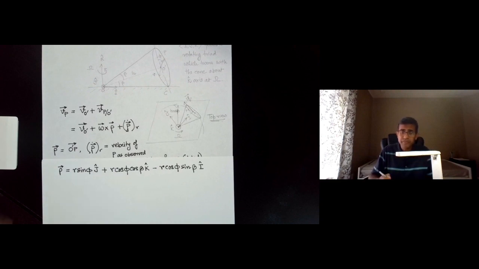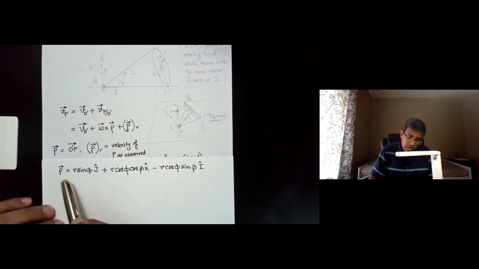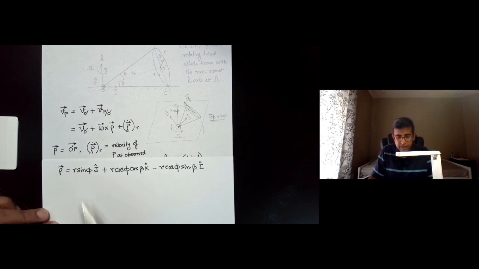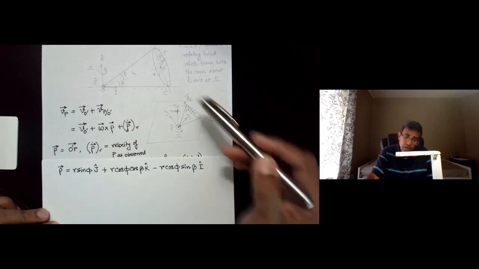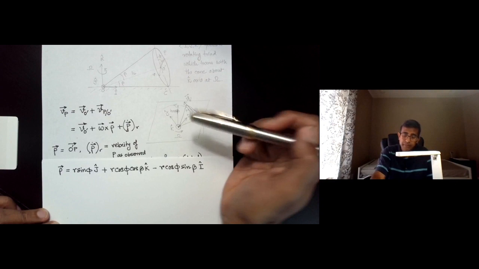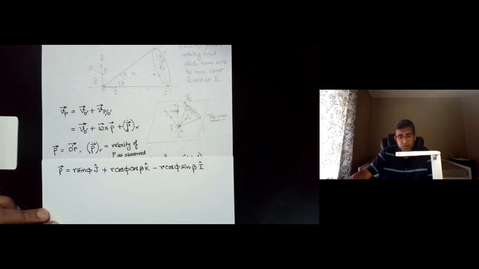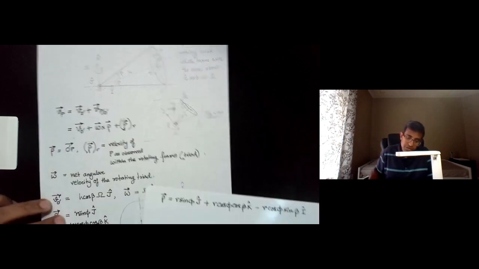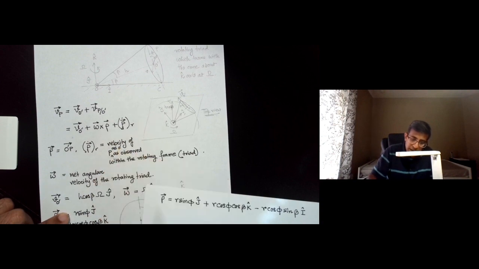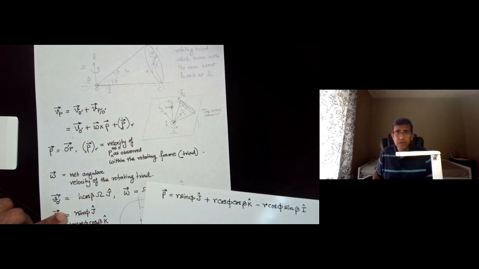Now the rho dot r is, as the definition says, the velocity of P with respect to O prime as observed in the rotating frame. All right. So I should clarify that this is the velocity of P relative to O prime as observed within the rotating frame.